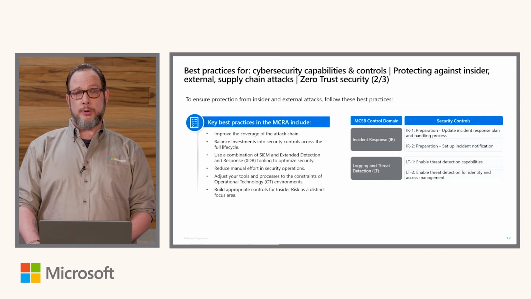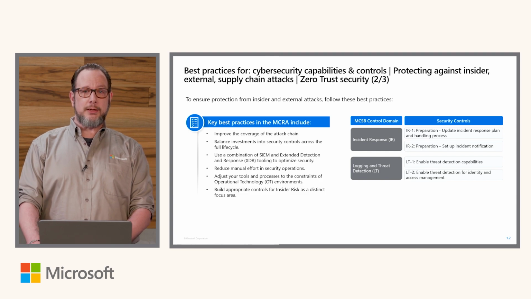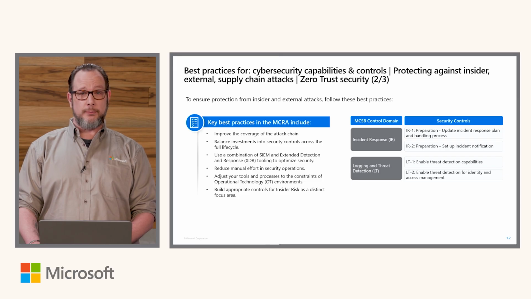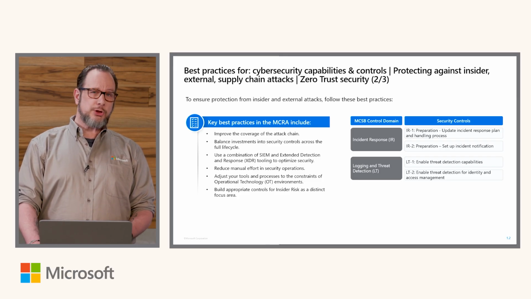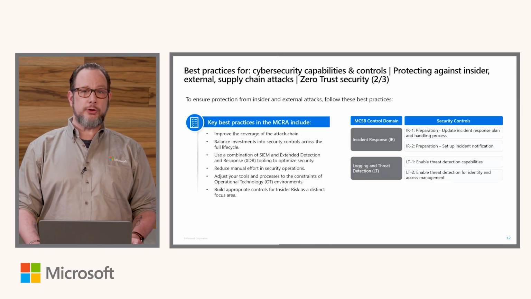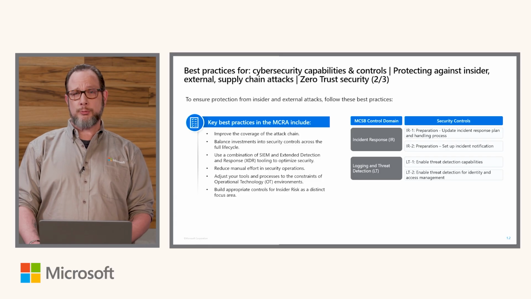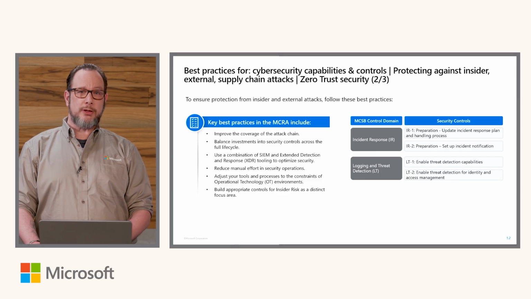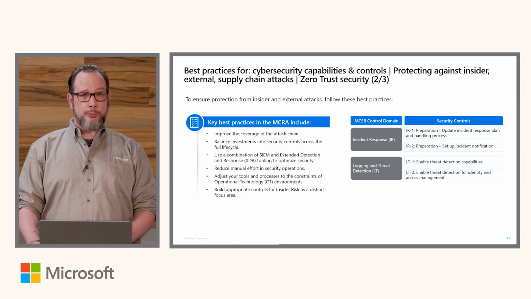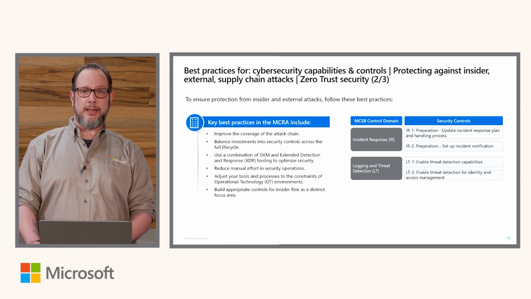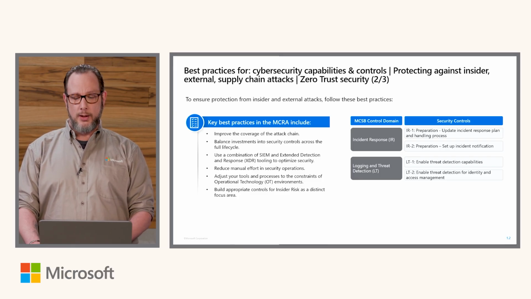Here is another example, more specifically related to supply chain attacks and how to protect your organization against them. Supply chain attacks is where third-party tools or services are being used to infiltrate a target system or a network, so typically exploiting vulnerabilities in those systems. Here to the left, it shows you the MCRA best practices, and to the right, again, you'll find the MCSB control domains and security controls.